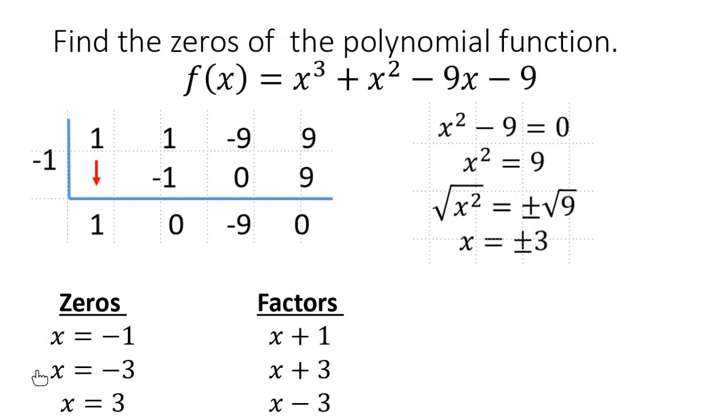Something we want to do for problems that ask us for the factors: if you have a 0, to get the factor, you put everything on the same side. So this negative 1, I bring to the left side by adding it on both sides. I end up with x plus 1 as my factor, and this will be x plus 3 and x minus 3. Right now, the question is only asking for the zeros, but the factors will be needed for a different problem.